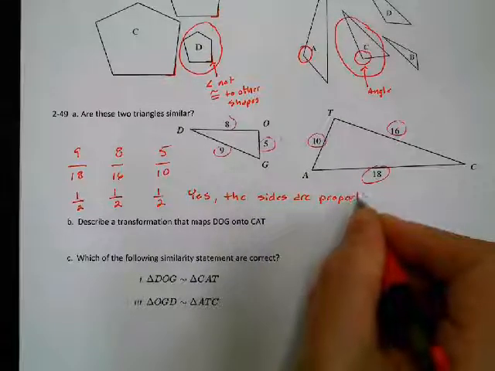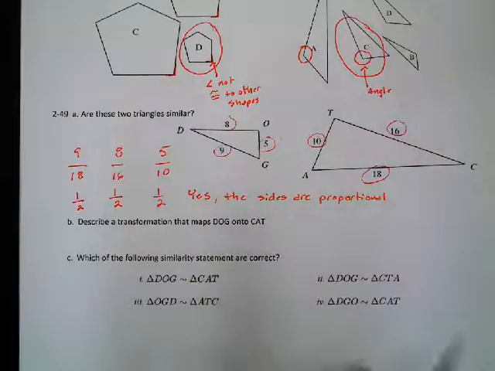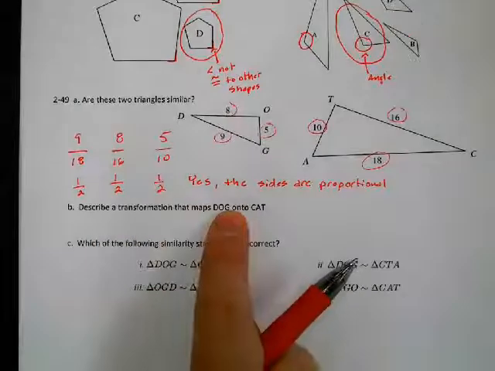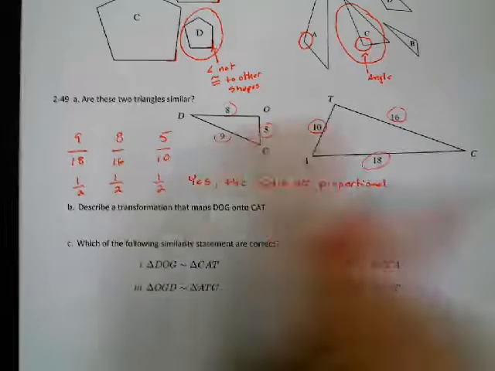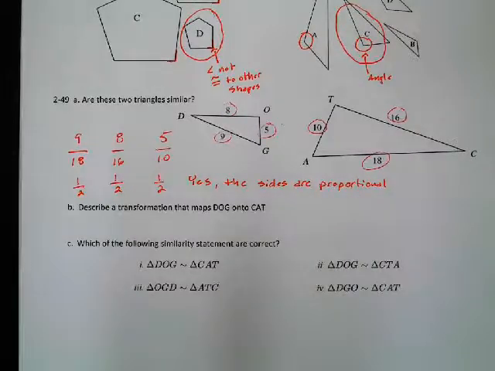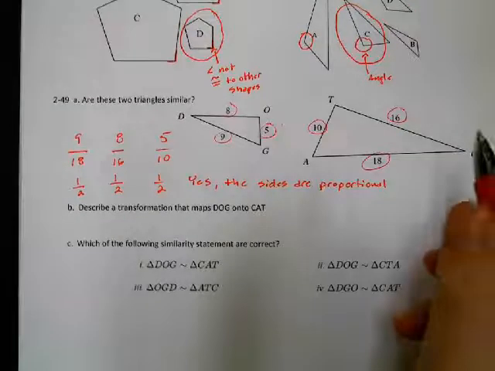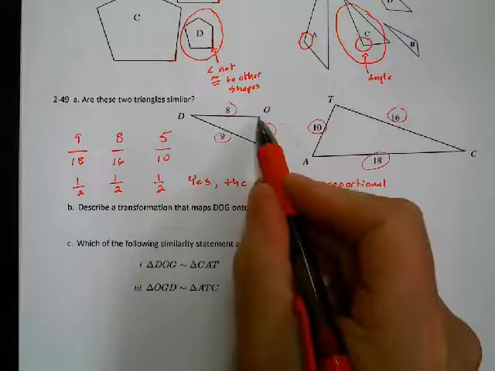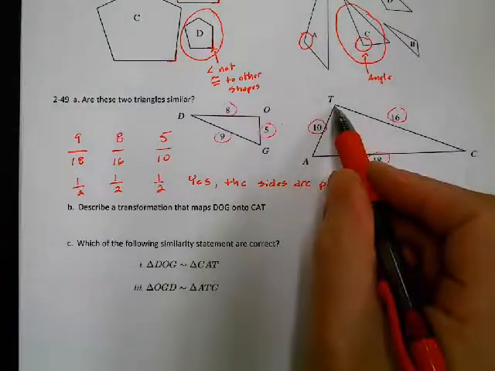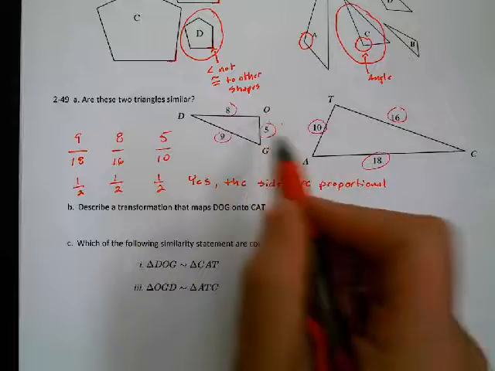Does a transformation, describe a transformation that maps dog onto cat? Okay, this will be interesting. So we have to use our imagination. I think that O needs to be up where T would be, because O is between the smallest and the medium, and T is between the smallest and the medium.